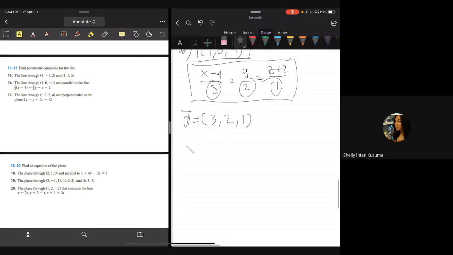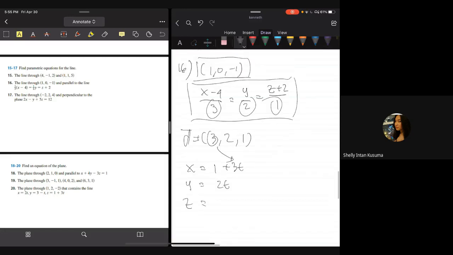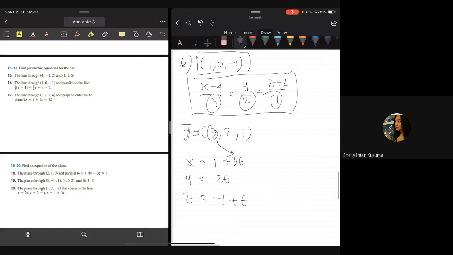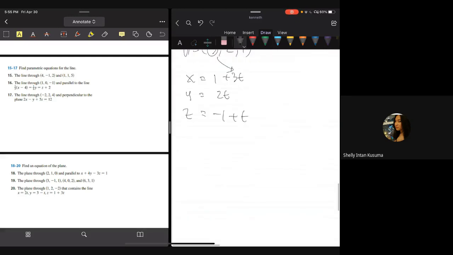So we can just keep this, 1 plus 3t, and 2t because this one is 0, and minus 1 plus t. Okay, let's move to number 17.